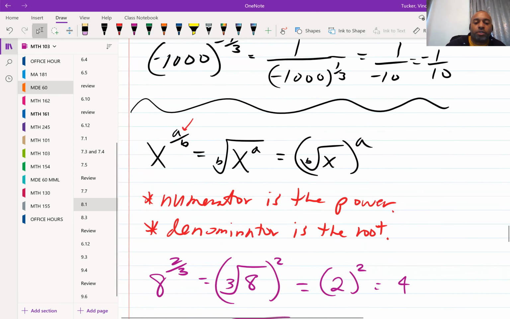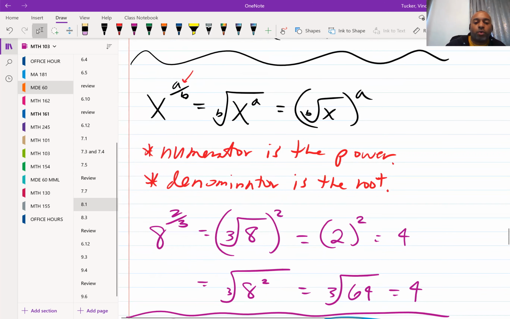So next example, just showing you how, no matter which order you do it in, you'll still get the same answer. So if I have 8 to the 2/3 power, once again, the 2 is your power, so that's your square. And the 3 in your denominator is your root, so it's the cube root. First, I did the cube root of 8, and then I was going to square that. So cube root of 8 is 2, 2 squared is 4.